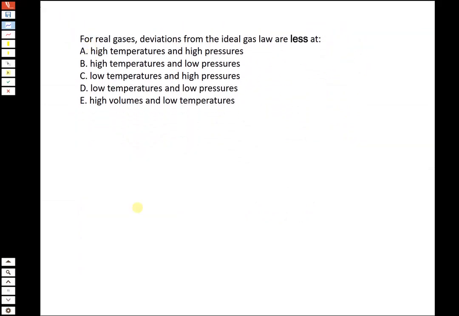All right, the last question I'll go over is going to be deviations from the ideal gas law. So in reality, no gas is going to perfectly follow the ideal gas law, but under certain conditions they will follow it more closely than others. So what you really just need to remember is that to more closely follow the ideal gas law, here's the things you need to consider.